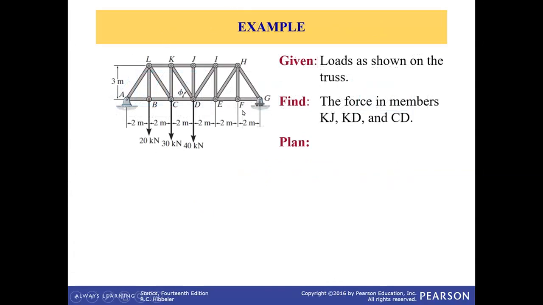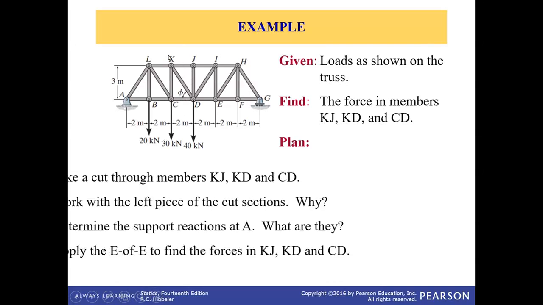This truss is subjected to three external loads, 20, 30, and 40 kilonewton at B, C, and D. We need to calculate the forces within the members KJ, which is here, KD, which is this, and CD, which is here. Now we can take the cross section, or the imaginary section, as a straight line going through those three members.